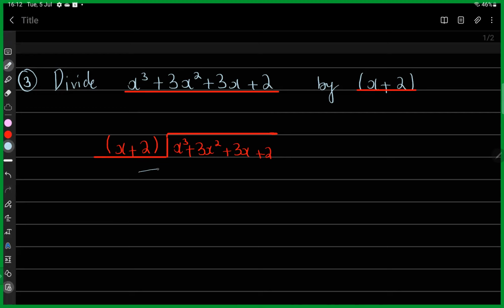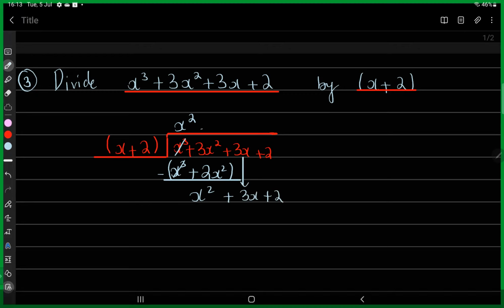I need x cubed here. I've been asked to divide this polynomial by x plus 2. For that, I will be multiplying it by x squared. So I would get x plus 2 multiplied by x squared. That would give me x cubed plus 2x squared. And then I need to find the difference. When I find the difference, these two would be cancelled. 3x squared minus 2x squared would give me x squared. Then this would come down as it is, and then 2 would come down as it is.